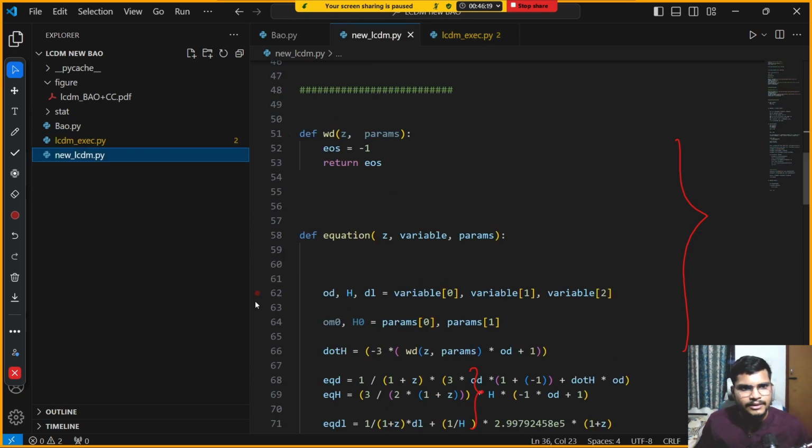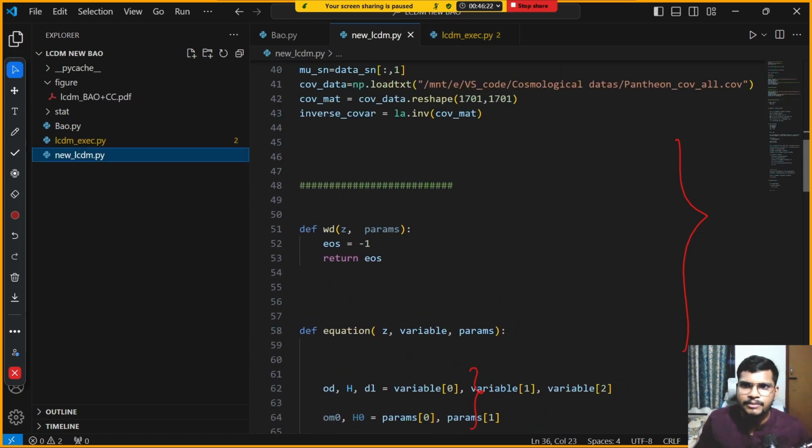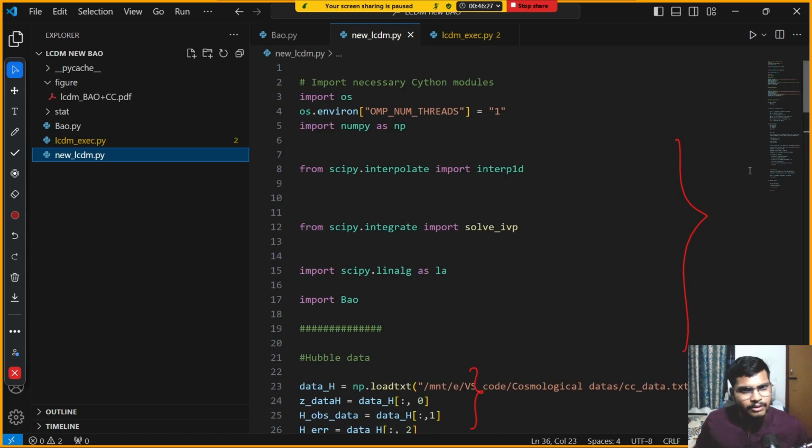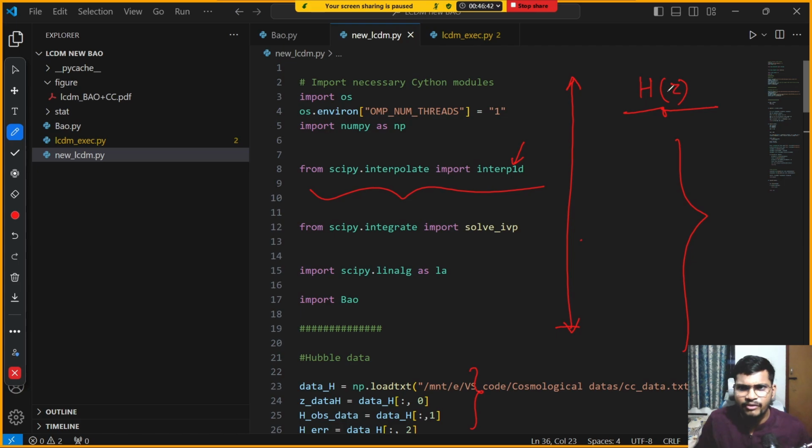Now my main file is this one. The main file will contain some equations, right? You already know what my observables are. So first of all, this is my preamble. This consists of important modules. For example, interpolate, because whenever I have the solution of H(z), I'm going to interpolate. Although I have some evolution of H(z), I know it only for some specific z, right?